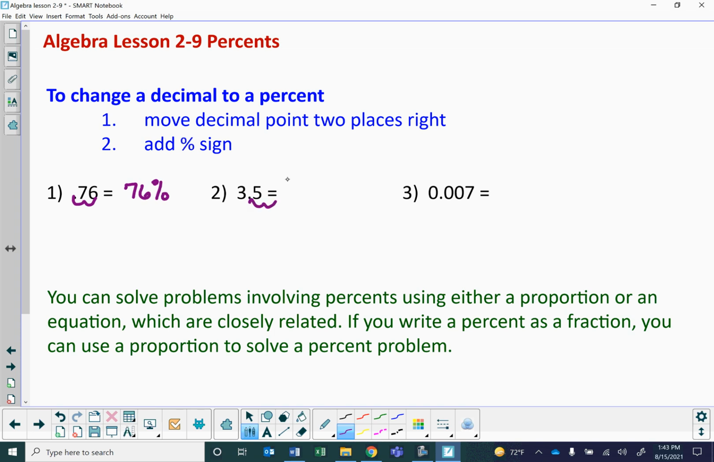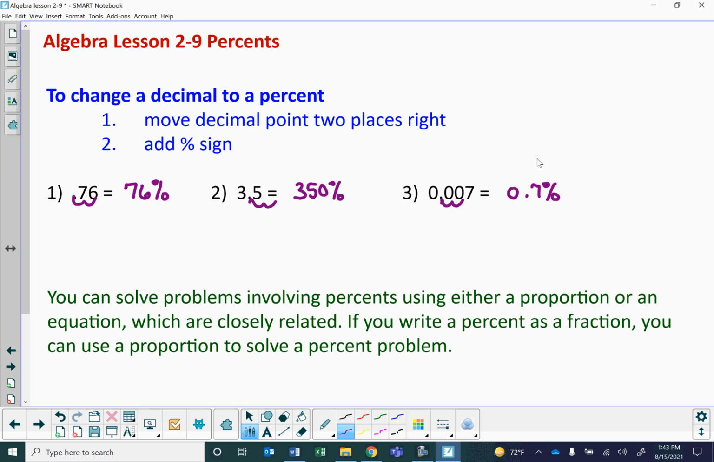3.5, 2 places right, 350%. 0.007, 2 places to the right, 0.7%. Now, you can solve problems involving percents using either a proportion or an equation, which are very closely related. If you write a percent as a fraction, you can use a proportion to solve the percent problem.